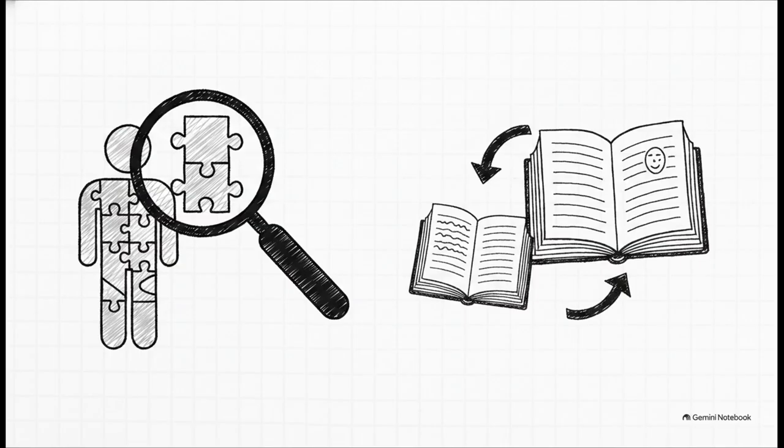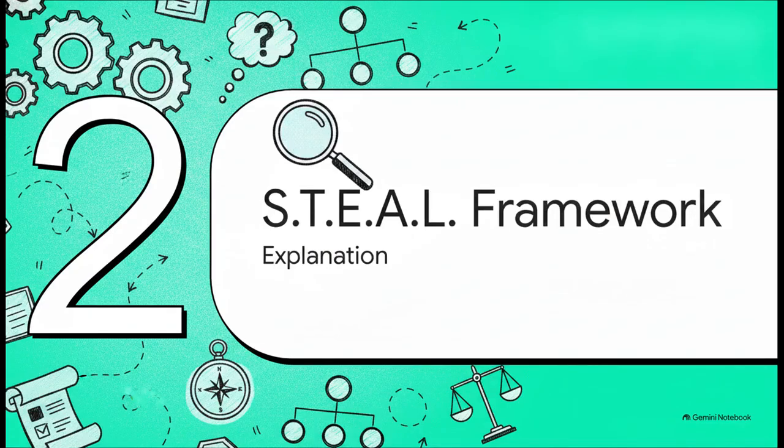Second, we'll take a step back to analyze and compare these characterization methods across a variety of texts. It's all about synthesizing the clues left by different authors to see how they uniquely shape our understanding. Okay, moving right along to section 2, explanation, the STEAL framework.